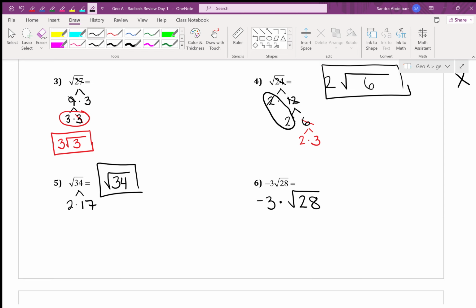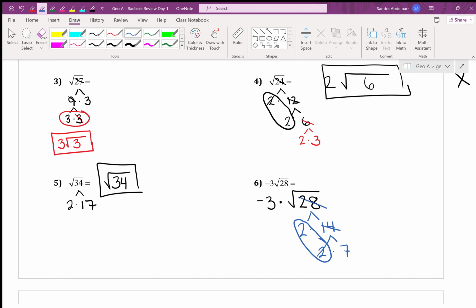All right, let's bring down 28. What are you all thinking for 28? 2 and what? 2 and 14. Sure, we could do 2 and 14. And then 14 becomes 2 and 7. Is it okay to circle from different branches? Absolutely. All right, how many 2s are coming out?